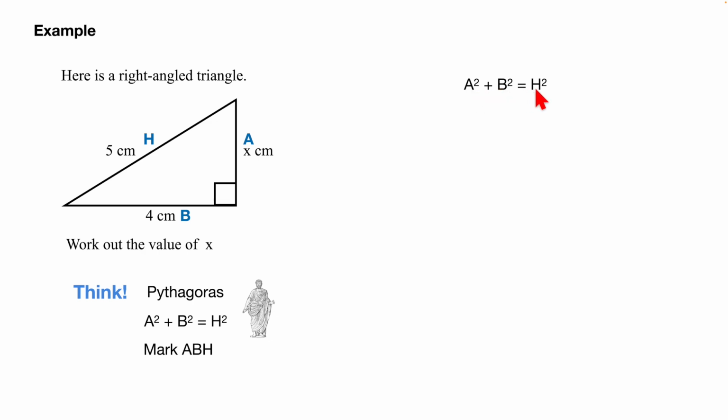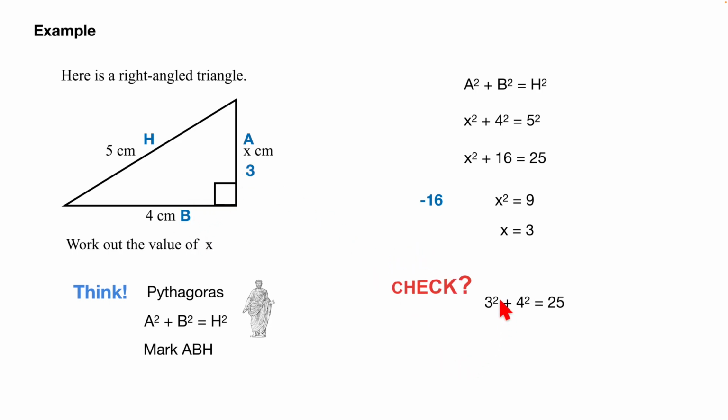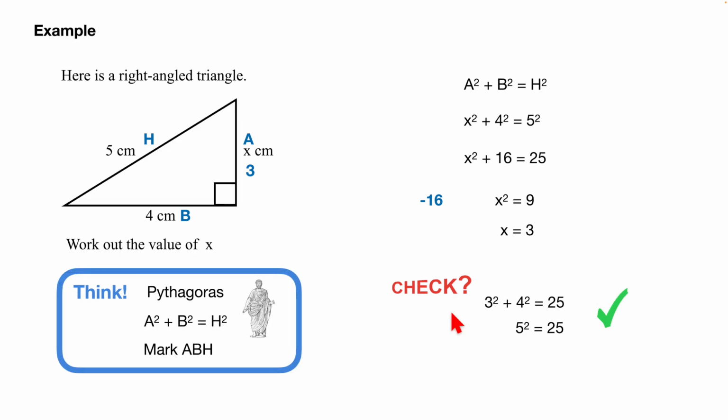A squared plus b squared equals h squared. X squared plus 4 squared equals 5 squared. Right, there's x squared there. So x squared plus 16 equals 25. I'll subtract 16. X squared equals 9. X equals 3. And I'll check it. Let's put 3 in here. And our sides are 3 squared plus 4 squared equals 25. Which is, of course, true. And 5 squared equals 25. I'm feeling good about that.